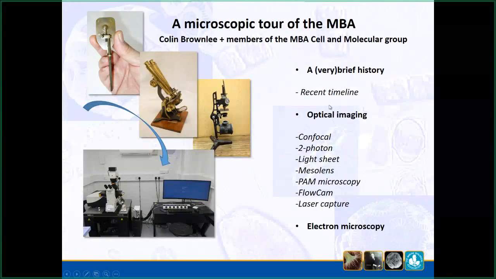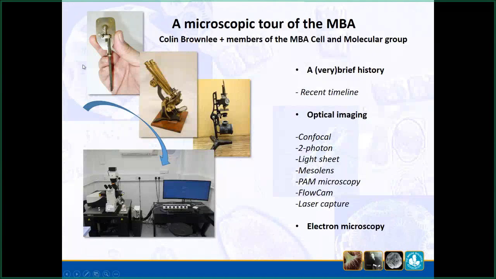I'm going to start with a very brief history and give you a recent timeline of how the microscopy facilities have developed at the MBA. And then I'm going to focus mainly on optical imaging, talking about these aspects of optical imaging: confocal, two-photon, light sheet, Mesolens, PAM microscopy, flow cam, and laser capture. And in the end, I'll say a little bit about electron microscopy.